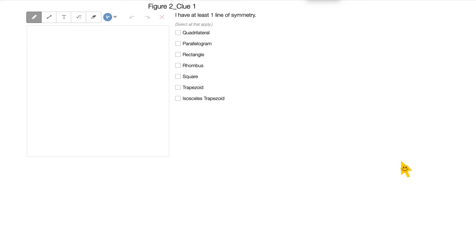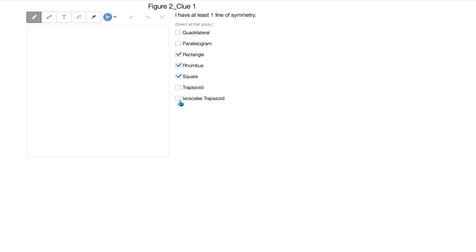I have at least 1 line of symmetry. At least, remember, inequalities means at least 1 or more. So, remember, not all quads have lines of symmetry, which includes trapezoids. So, don't click on quads. However, what about parallelogram? Oh, we just talked about that. That doesn't have line of symmetry. So rectangle has 2, so that goes with at least 1. Rhombus is also good to go. Square with the 4 lines of symmetry.